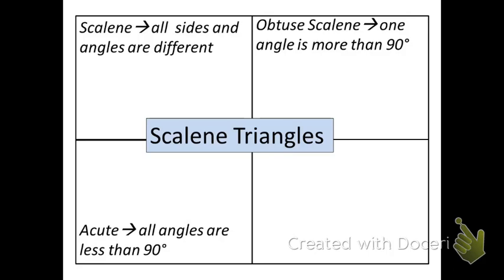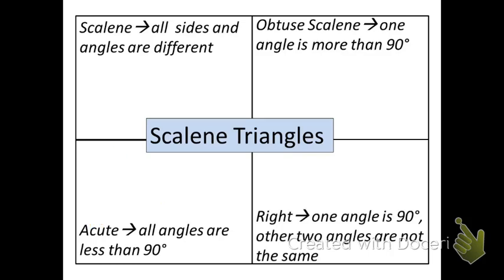Acute scalene is when all angles are less than 90 and all of your sides are different lengths. So we can see A, B, and C are all less than 90 and all the sides are different. And then a right scalene is when you have one of the angles is 90 degrees and the other two angles are different measures. Or you could say all the side lengths are different.